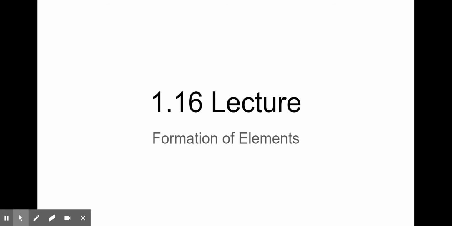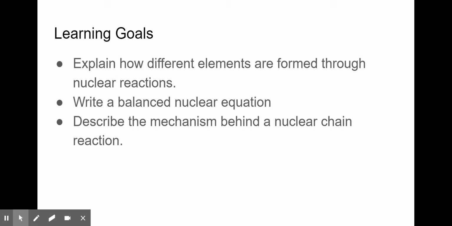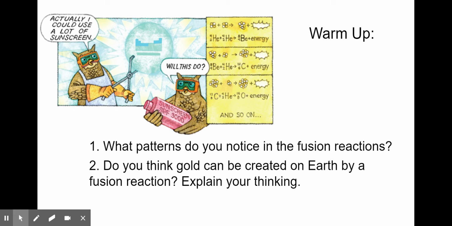Okay, so as a result of this lesson, you should be able to explain how different elements are formed through nuclear reactions, write balanced nuclear equations. And I'm not talking about balancing equations in terms of how many lithiums do I have. We're going to be looking at the masses of isotopes as well as their atomic numbers, okay? So we're looking at the numbers of protons and neutrons and how those change, okay? And you should be able to describe the mechanism behind a nuclear chain reaction. Think of it as a domino game. I'm going to talk about that, okay?